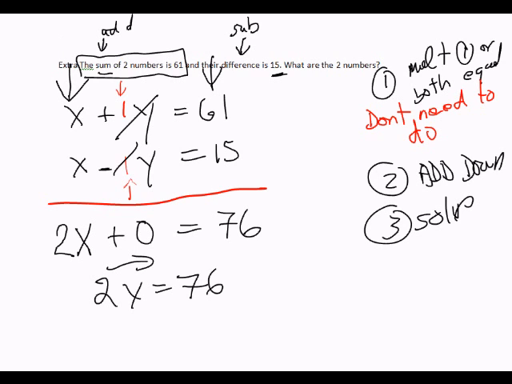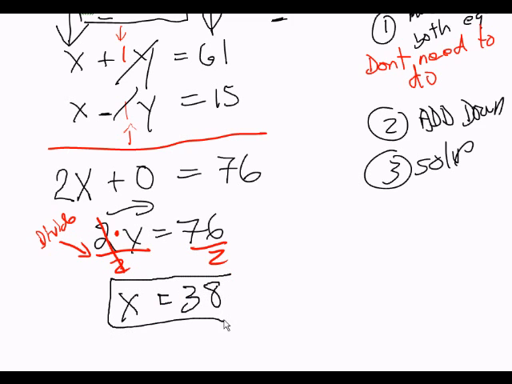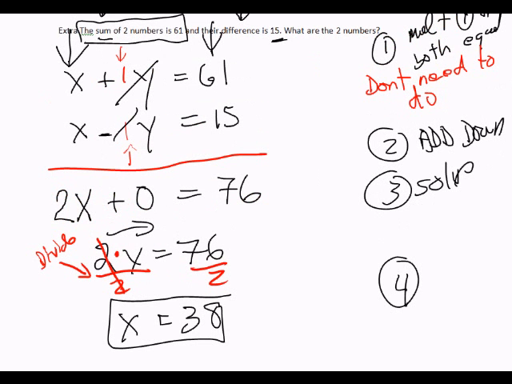Step 3 was solve. So we have to just get the 2 to the other side. It's 2 multiplied by x. How do I get it to the other side? It's multiply, so you have to do the opposite, divide. When you have the number right next to x, it's a multiply, so you have to do the opposite, divide by 2. You end up with 2 divided by 2 is 1x, and 76 divided by 2 is 38. So that's one answer.